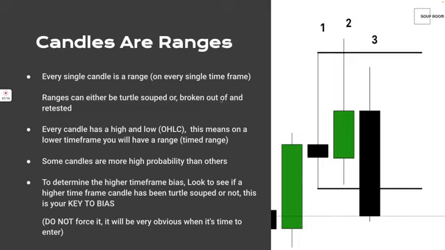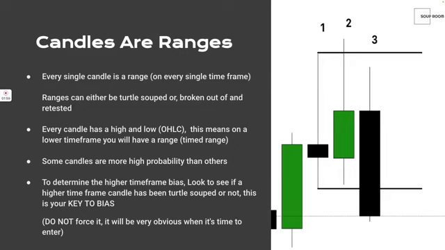Every candle has a high and low, open and close, OHLC. This means on a lower time frame, you will have a range. That in itself is a timed range, from the candle open to the close. That is the range, the high and the low. Some candles are more high probability than others.